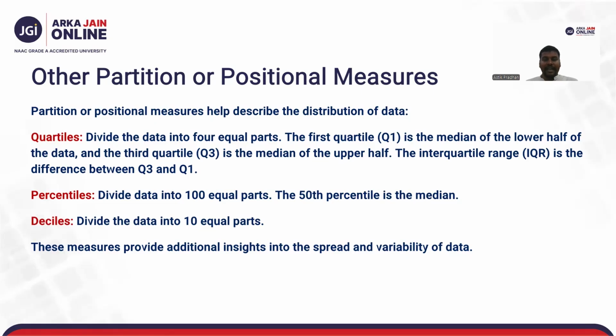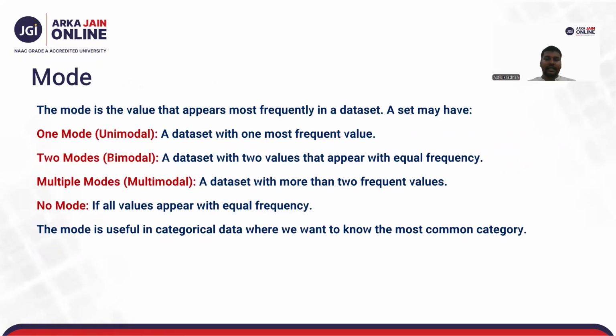Then deciles divide the data into equal parts. These measures provide additional insights into the spread and variability of data, how the data is scattered and what the variability is. All these things we can find based on the partition and positional measures. For these we have different measures: quartiles, percentiles, and deciles.